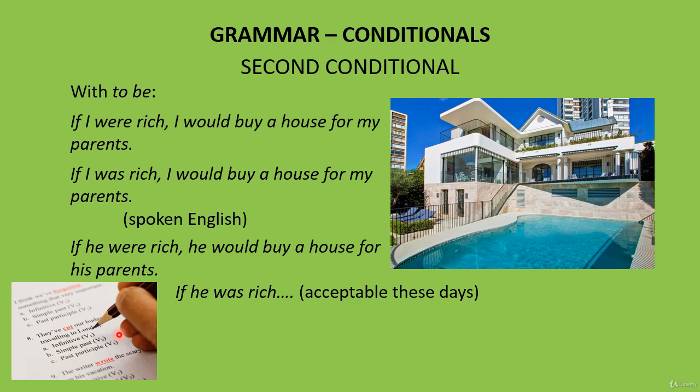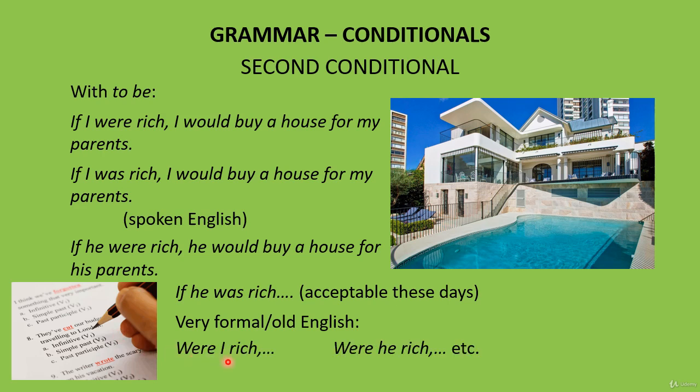There's a very formal form of the second conditional, and it's like this, with were before the subject. Were I rich, I would buy a house for my parents. Were he rich, he would buy a house for his parents.